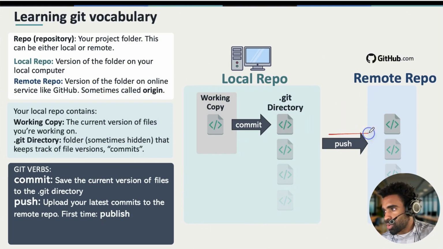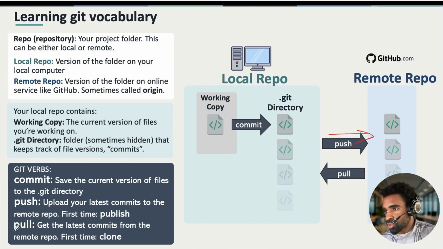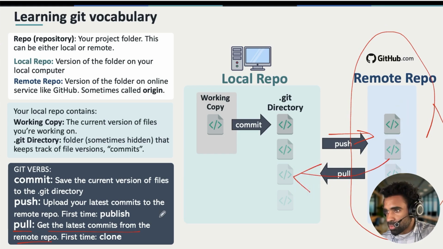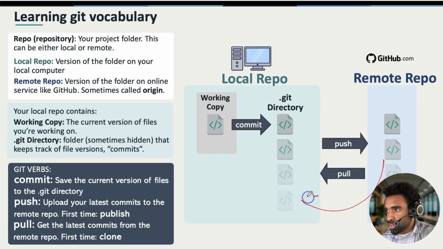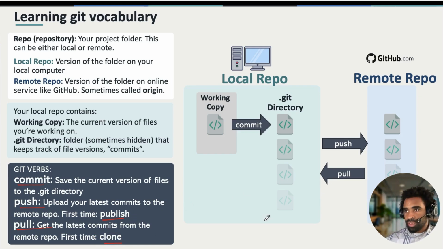And the opposite of the word push is, of course, pull. So to pull means to get the latest commits from the remote repo. So this is in case someone else changed the remote repo, maybe one of your collaborators, and you want to pull that down to your local computer. That's the term we use, pull. And the first time you're getting things down to your local computer, we use this term clone. Okay, so with these 5 Git verbs, commit, push, pull, publish, and clone, you can do 90% of the things you will need to do with Git.